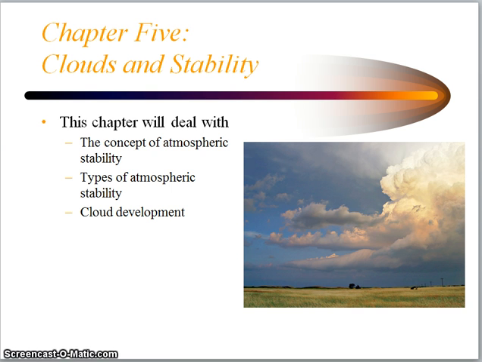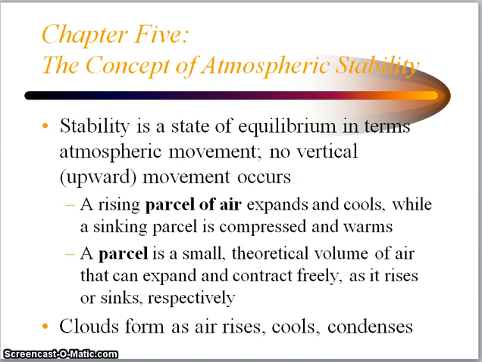So this is the 5A PowerPoint, talking specifically about the concept of atmospheric stability. It's basically like this. Stability is the state of equilibrium in terms of atmospheric movement. If the air is stable, then no upward movement occurs, meaning that a parcel of air starts rising from the surface and maybe only gets up so high above the surface, and then it's forced to sink right back down. If the air condition is one of stability, then that means there is no vertical movement. Stable air resists upward or vertical movement of air.